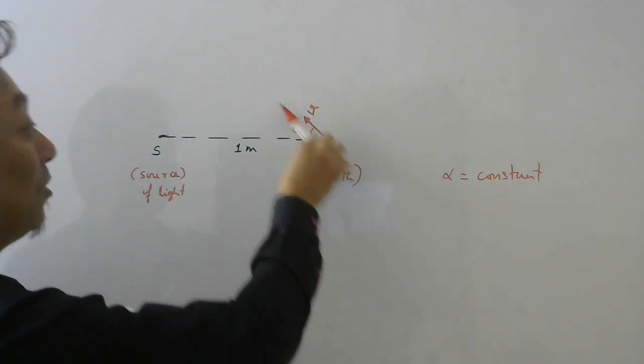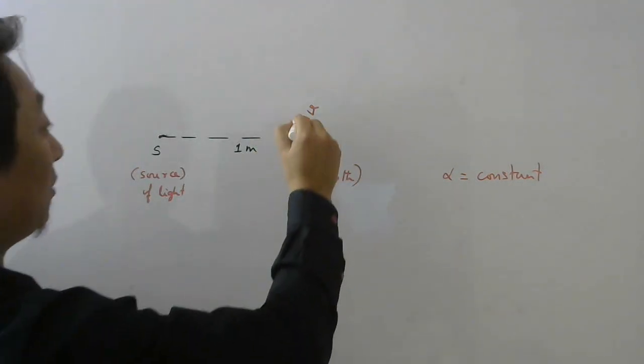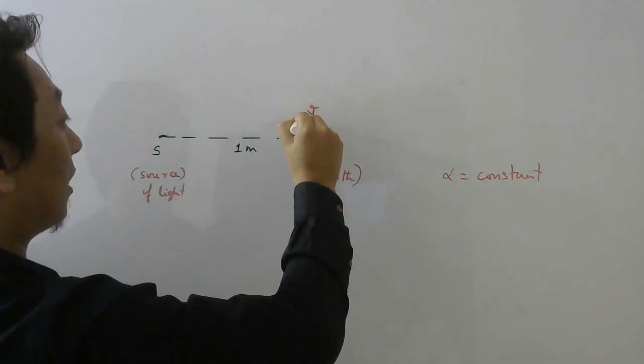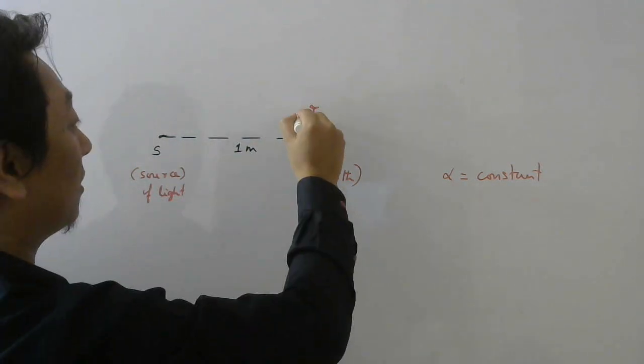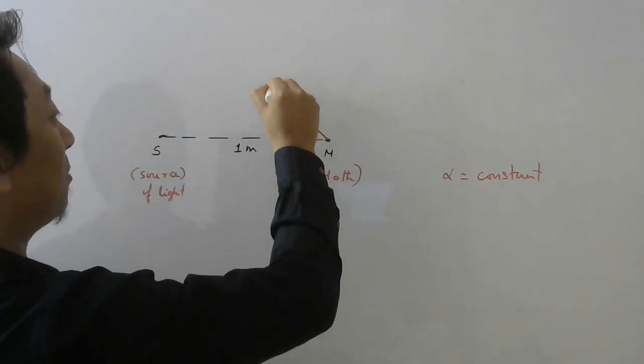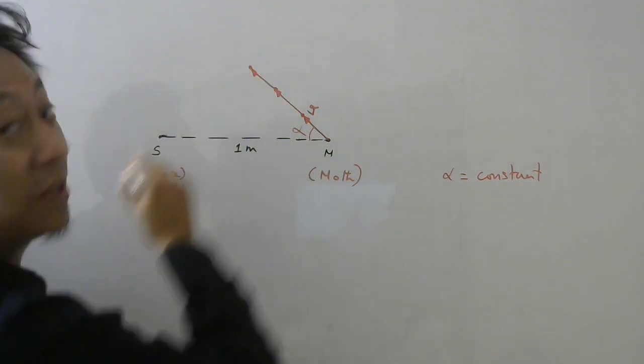it cannot continue straight. Why? Because if it continues straight, after some time the insect will be here, then after some time the insect will be here, after some time the insect will be here, right?